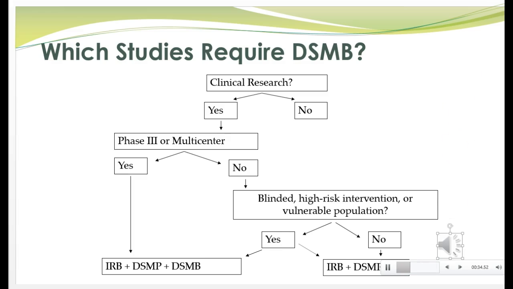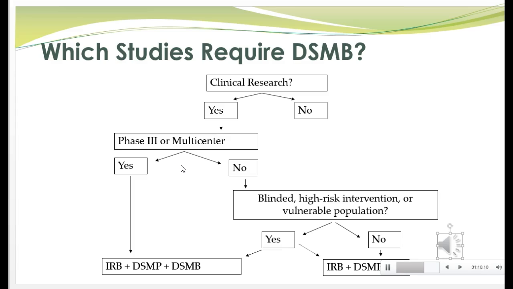But in general, the first decision tree is: is it clinical research or not? If it's not clinical research, generally you don't need a DSMB. If it is, then you want to ask yourself, is it a phase 3 trial, which is typically larger and more involved, or a multi-center trial? If it's phase 3, you're usually going to want to have an IRB and a data safety monitoring plan and a data safety monitoring board. If it is a multi-center trial, then it's still up in the air. Maybe you need one, maybe you don't. So maybe you have a phase 2, but you have a lot of sites.